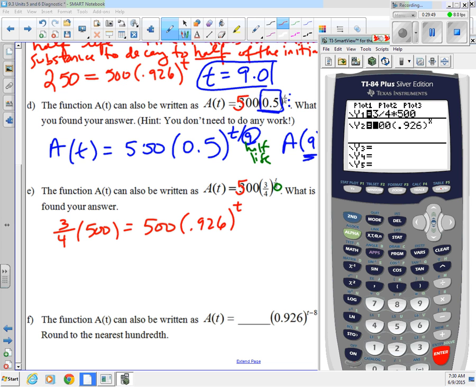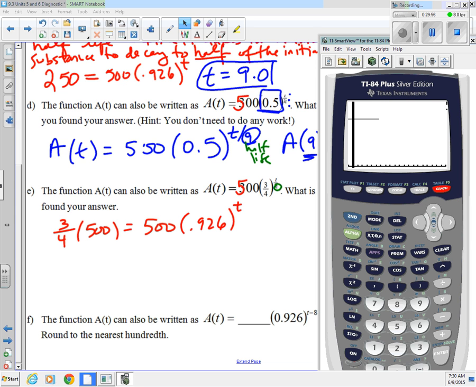So I'm going to graph that again. Whoops, sorry. I'll graph that again. Go away. I'll graph that again. There's my line. It's moved up a bit. And there's my exponential decay function. And I'm going to find out where they meet again.